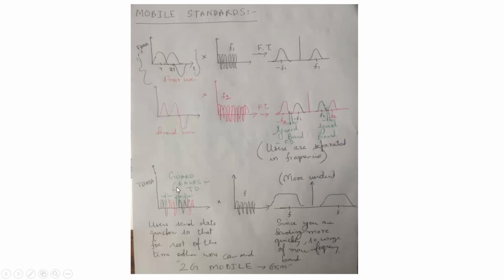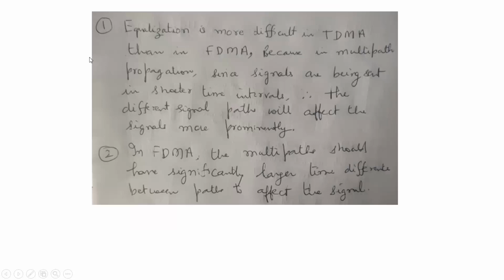Okay, let us look at the pros and cons of FDMA and TDMA now. Equalization is more difficult in TDMA than in FDMA. So what is equalization? Let's say you are dealing with multipath communication, where there is a time delay between the two paths. In FDMA these pulses are of wider time, so the delay between the two paths has to be very large to affect these particular pulses.